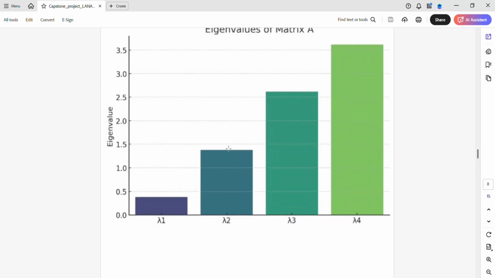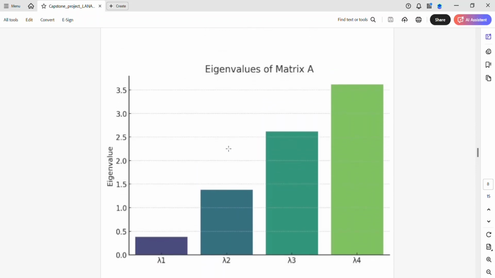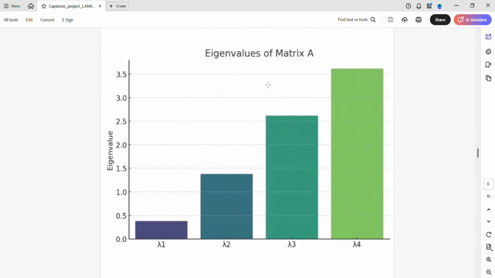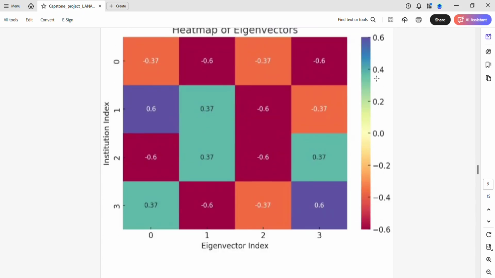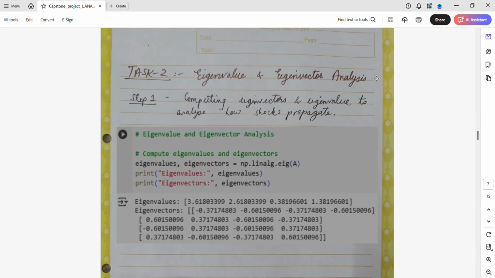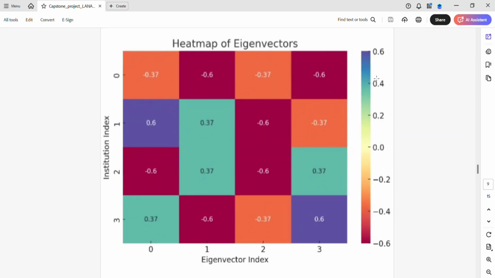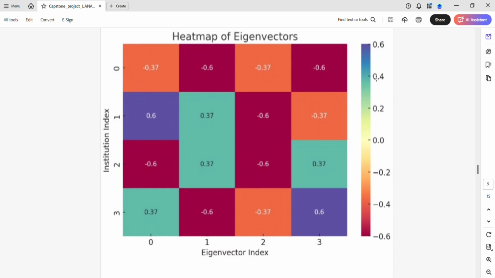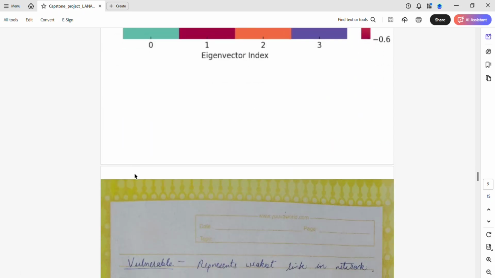And now this is the graph. This shows eigenvalues of matrix A. You can see different values here. And this is the heat map for eigenvectors, which we calculated using Python. This heat map depicts them. The x-axis is showing the eigenvector index and the y-axis is showing institution index.